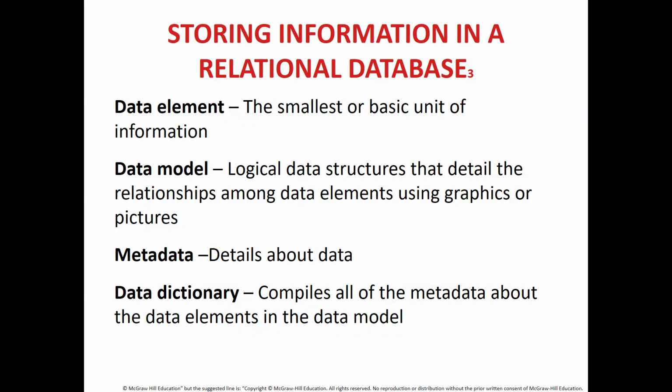Now, metadata is basically details about data. For example, if I have a product called Ceylon tea, 500 grams packet, the data over here is still tea. Now, metadata: 500 grams, made in Sri Lanka. That's where Ceylon tea comes from. Okay, made in Sri Lanka. So that's metadata, data about data. The data dictionary compiles all the metadata and the data elements and presents it in a data model.